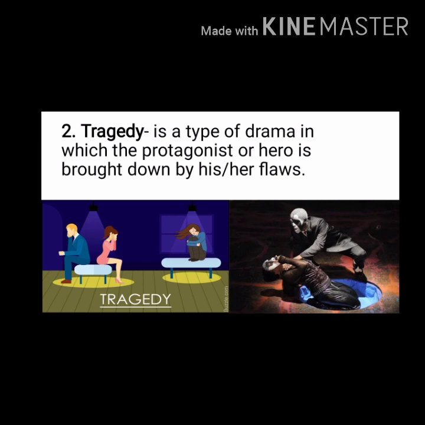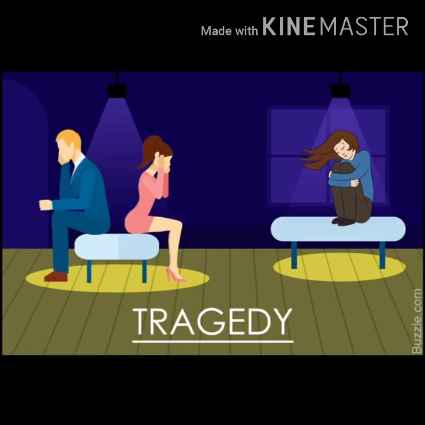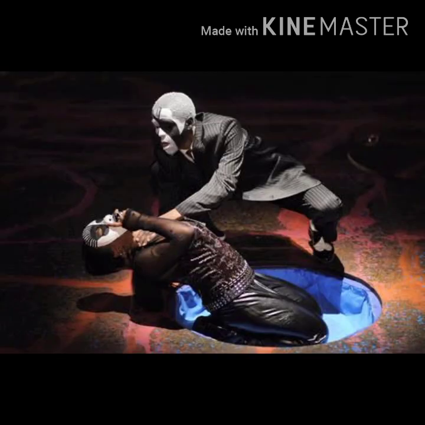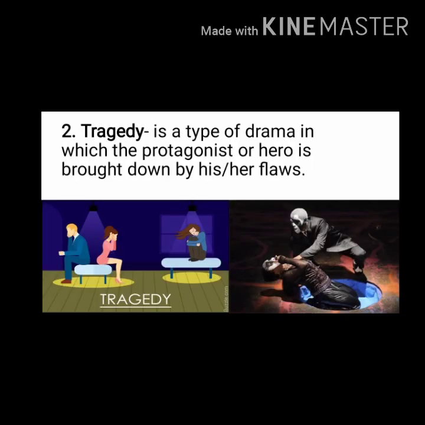Next is tragedy. Tragedy is a type of drama in which the protagonist or hero is brought down by his or her flaws. Now, what are the themes within that tragedy? Murders, deaths, insanity, and pain are among the most common ideas in tragedies. Main characters usually have some kind of weakness or defect that causes their downfall.